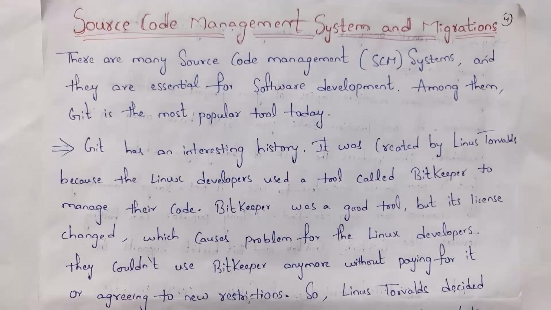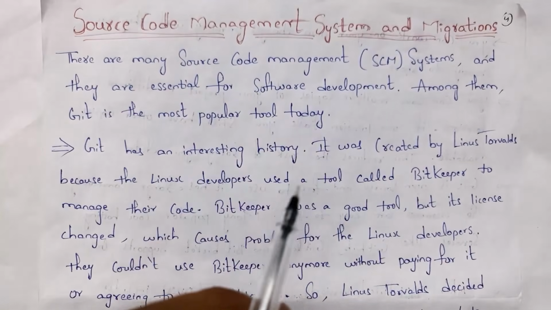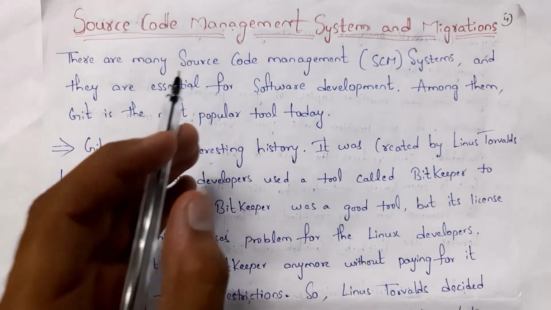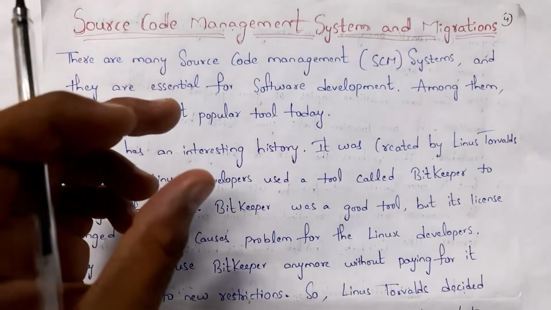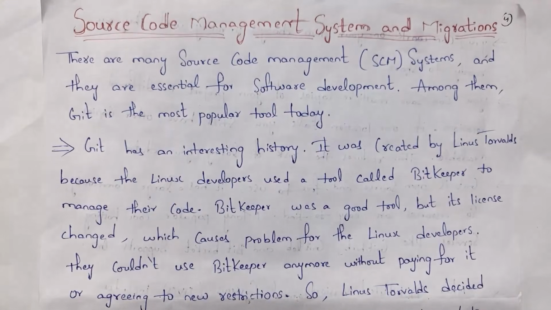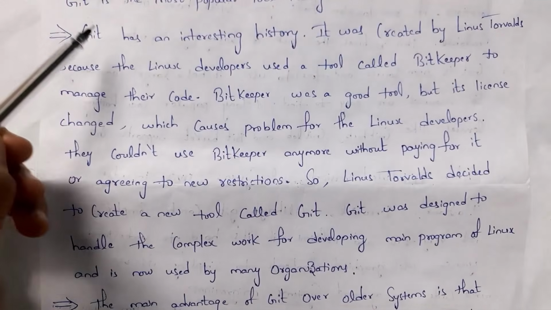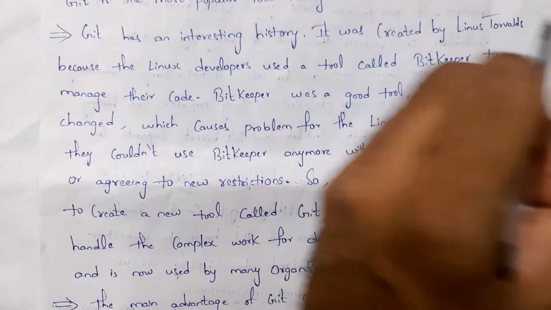Next I will explain source code management systems and migrations. Guys, there are many source code management systems and they are very important for software development because whenever any developer writes code, at first he will store that code in a source code management system. And Git is one of the most popular source code management systems. Guys, Git has an interesting history. Git was created by Linus Torvalds.